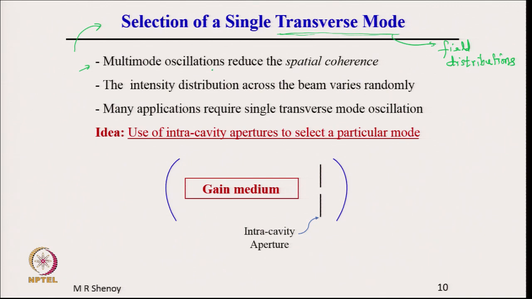So, multimode oscillations, that is several field distributions oscillating in the laser, reduces the spatial coherence. There are two types of coherence, temporal coherence and spatial coherence. Temporal coherence refers to coherence in time, and spatial coherence in simple terms refers to the spatial extent over which you have coherence.